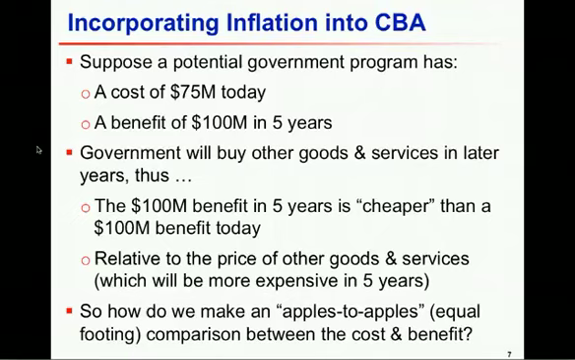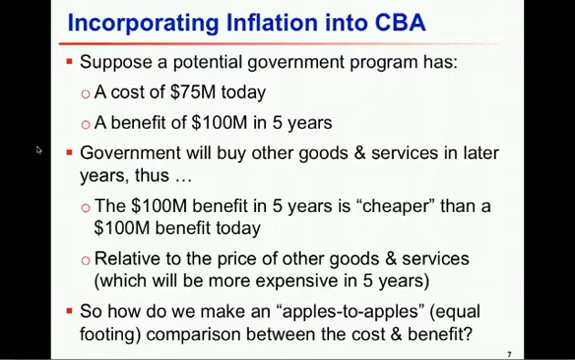Well, to understand the dilemma, suppose you have a government program that has a cost of $75 million today and a benefit of $100 million in 5 years, right? Okay, well, the benefit exceeds the cost, but they are separated by 5 years. How do we figure out whether the benefit of $100 million 5 years from now justifies the cost of $75 million today?